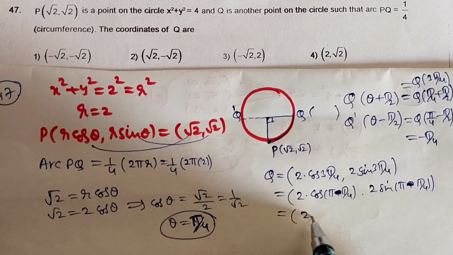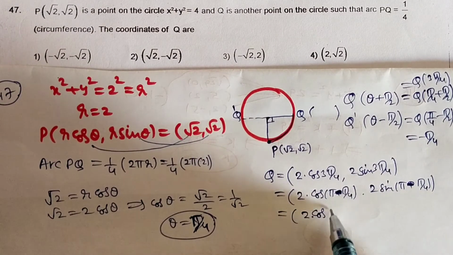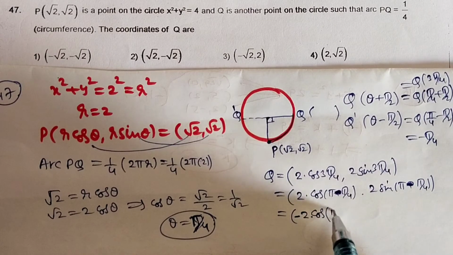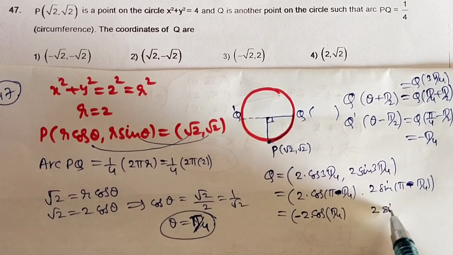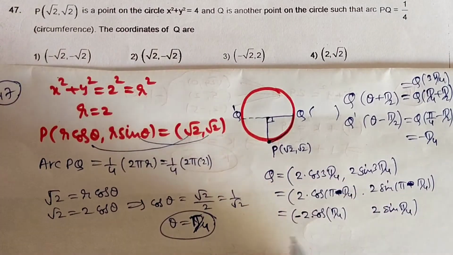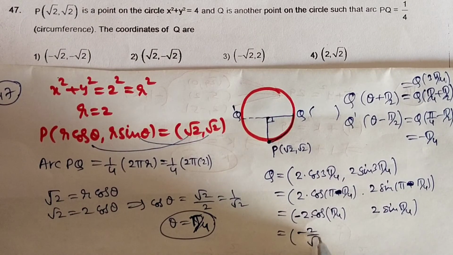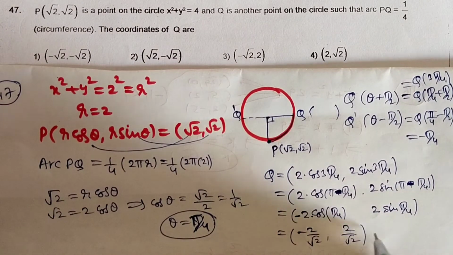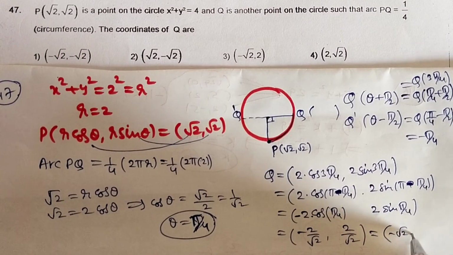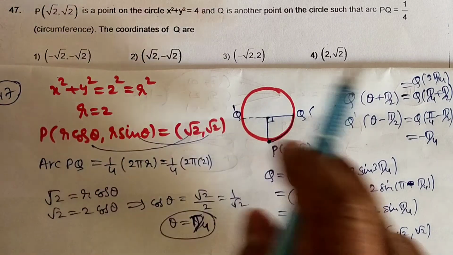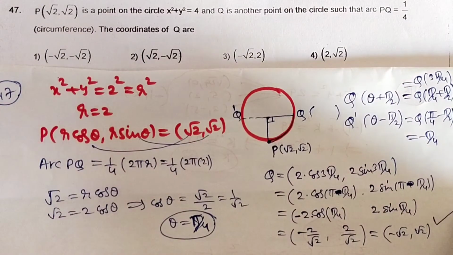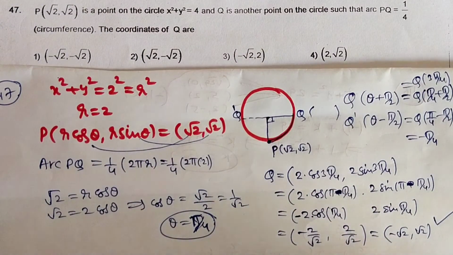So 2 into cos of pi minus pi by 4 is minus cos pi by 4, and 2 into sin of pi minus pi by 4 is sin pi by 4. Sin pi by 4 is 1 by root 2. So minus 2 by root 2 comma 2 by root 2. After simplifying, you will get minus root 2 comma root 2. Minus root 2 comma root 2 is not there in the options. So this is also a correct option, but it is not there in our options.